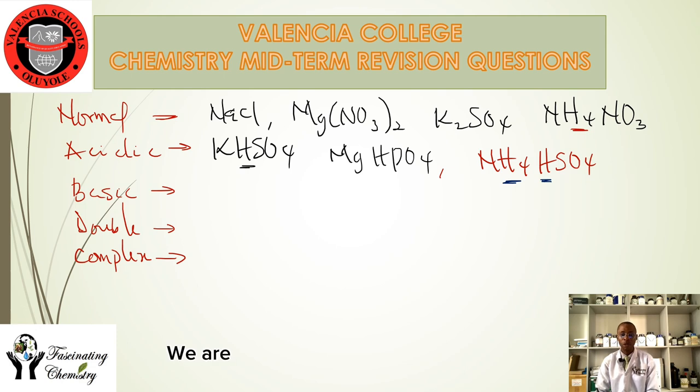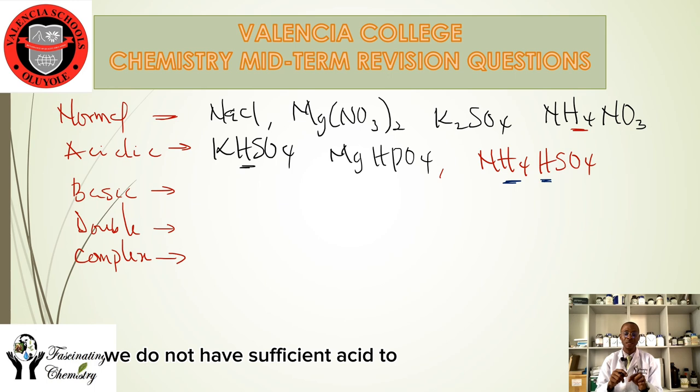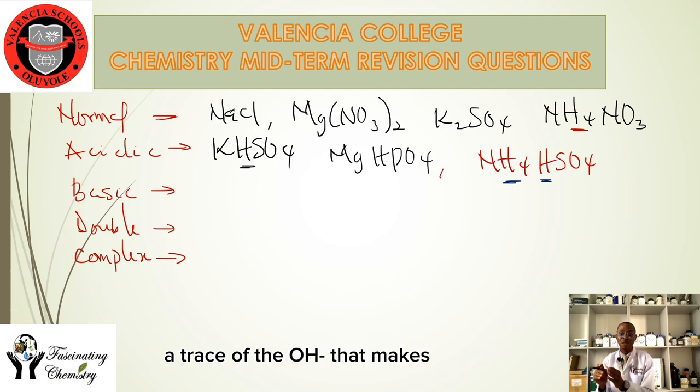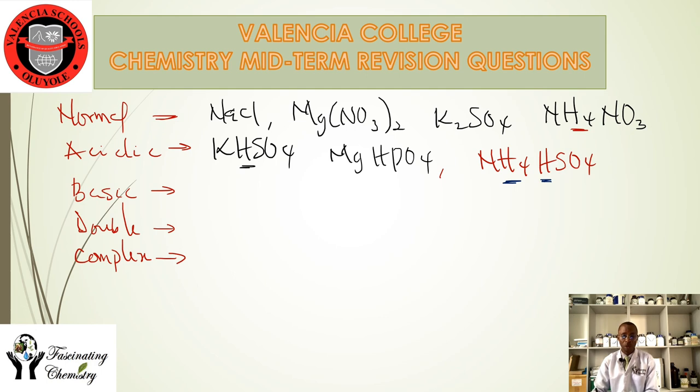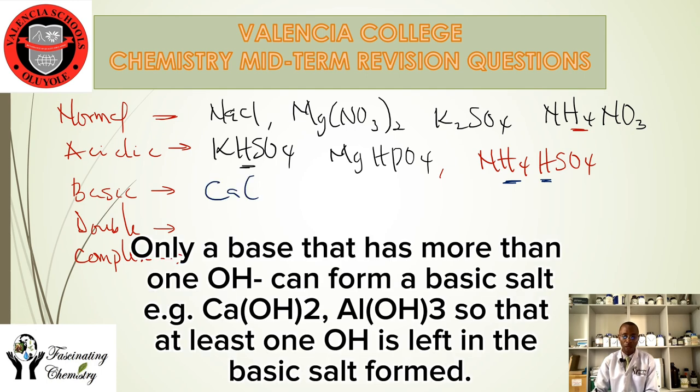Okay, for basic salts, you are going to be having a case whereby we do not have sufficient acid to neutralize the base. So that means the salt is still going to be having a trace of the ion that makes the base in that particular salt. So a common example, we have something like Ca(OH)Cl. Then the presence of this OH here is already pointing at the fact that the salt is a basic salt, because OH is what makes the substance to be basic in the first place.